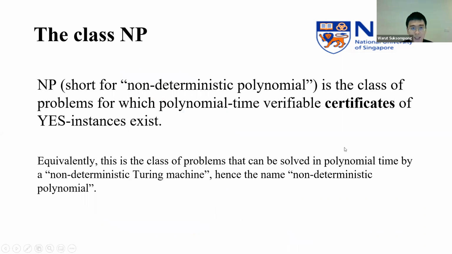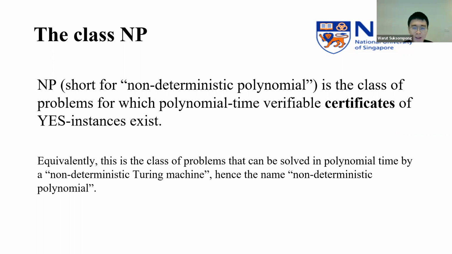But okay, the next thing is NP. So what's NP? NP doesn't stand for not polynomial. It stands for non-deterministic polynomial, and that's a class of problems for which, for some of them, we don't know whether a polynomial time algorithm to solve them exists or not. But for yes instances of the problems in NP, there are polynomial time verifiable certificates. So there are certificates that allow you to verify in polynomial time that these instances are indeed yes instances.